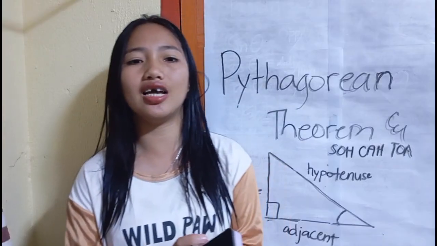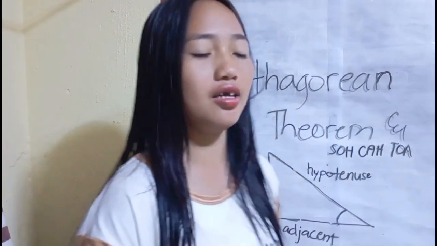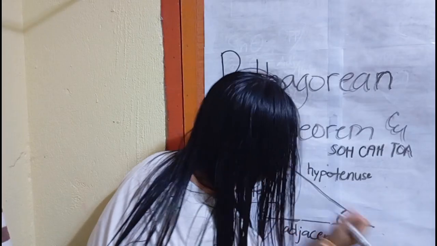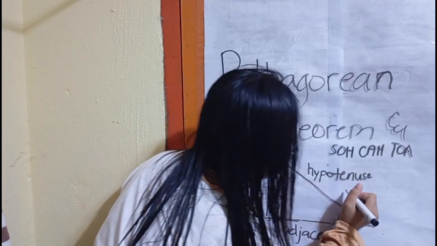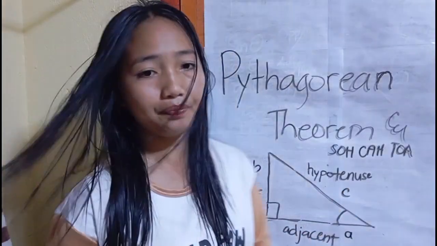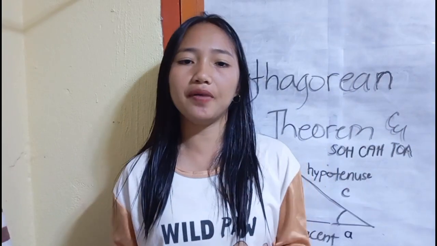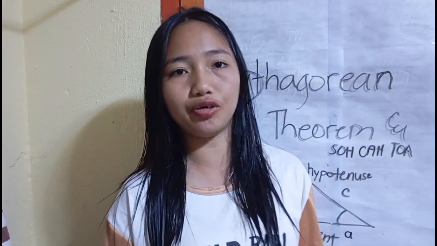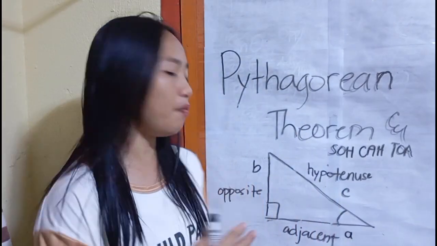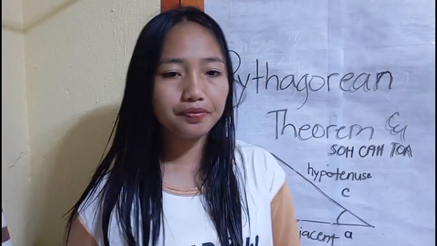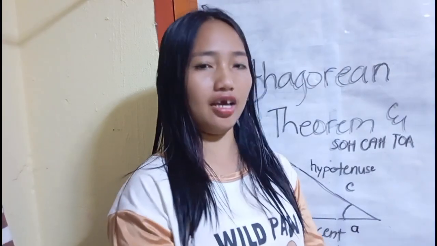In mathematical terms, if a right-angled triangle has sides of length A and B, where A is this one and this one is our B, the hypotenuse is always our C. A and B are the lengths of the two shorter sides, or the legs, while C is the length of the longest side opposite the right angle, which means the hypotenuse. So today, let's make an example.